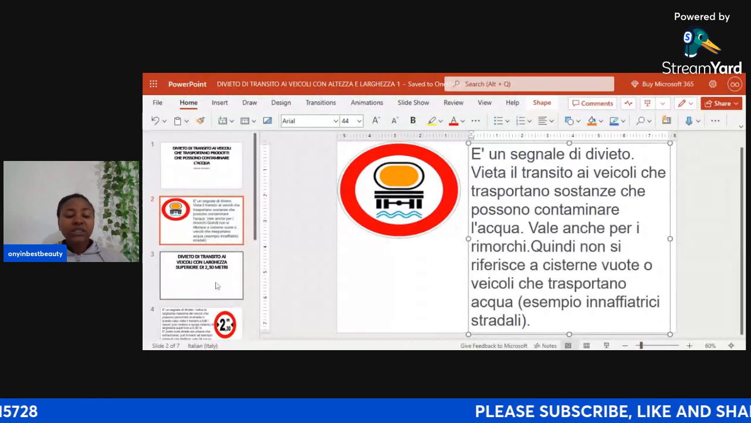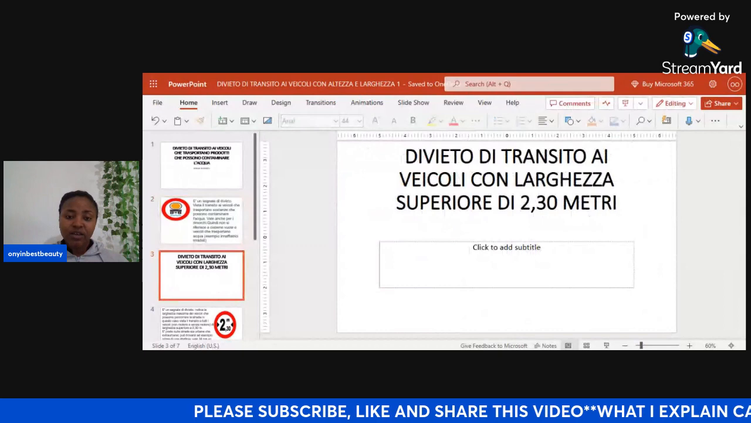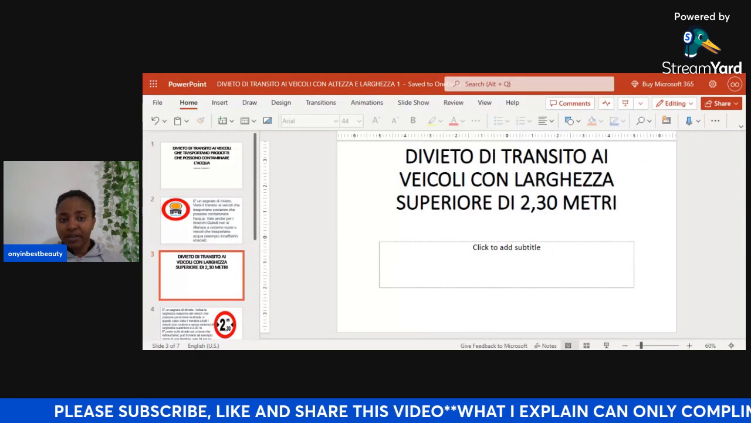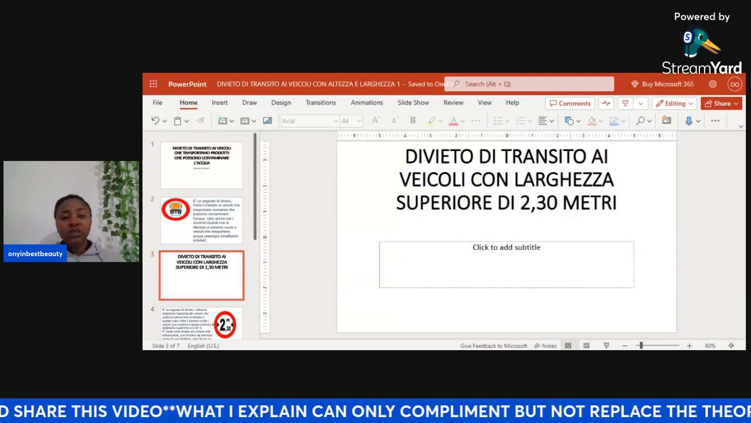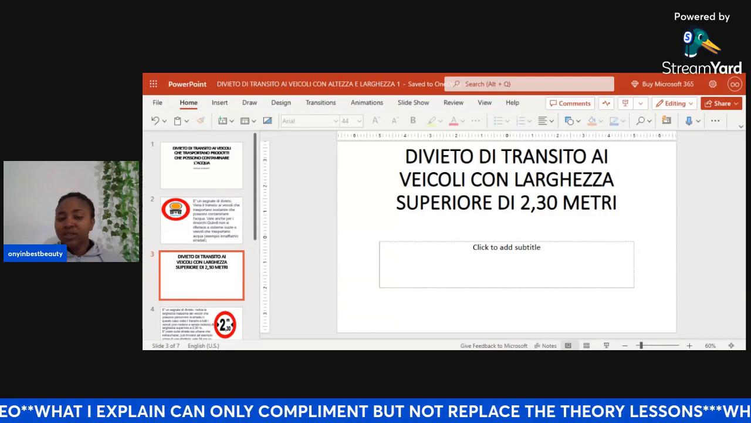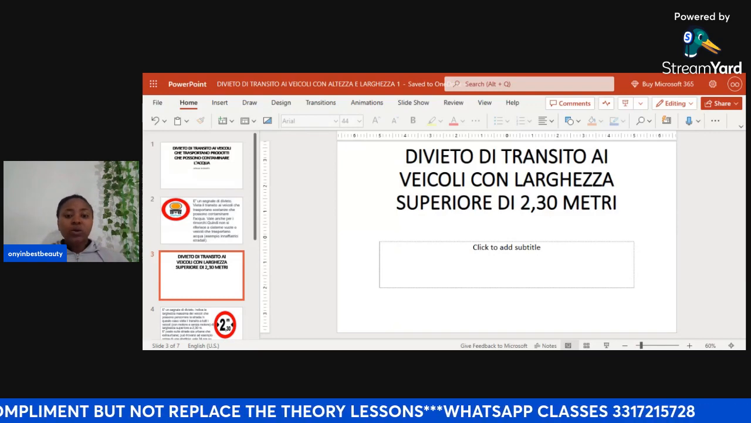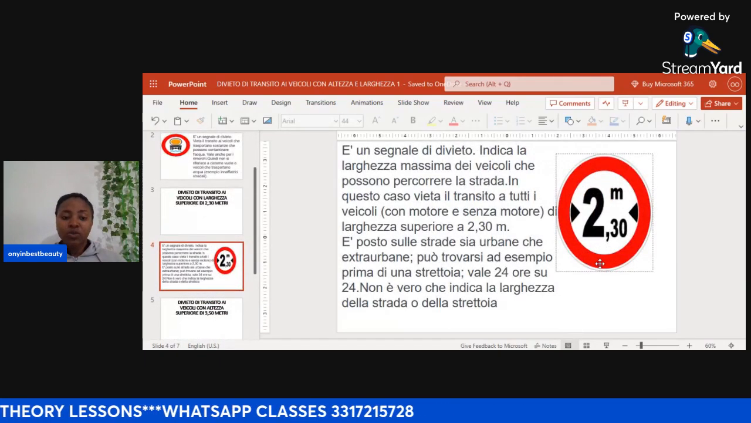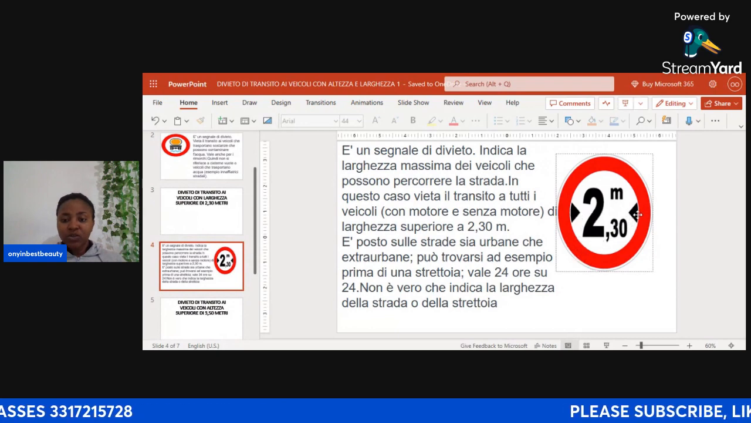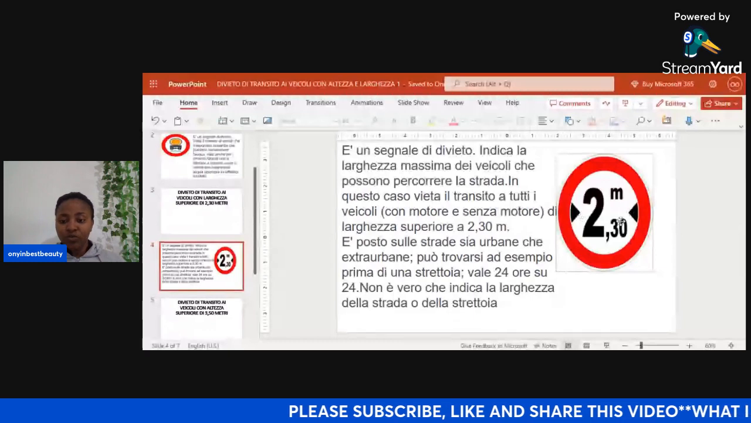Now, having said that, we'll be seeing the next one, which is divieto di transito ai veicoli con larghezza superiore di 2,30 metri. Now, we'll be seeing the divieto on this type of vehicles whose largeness is more than 2.30 meters. For instance, in this picture, when you see the sign on the road, what does it tell you? What comes to your mind? Look at the arrow by the side. It is telling you the largeness. It is referring to the largeness of the vehicle.